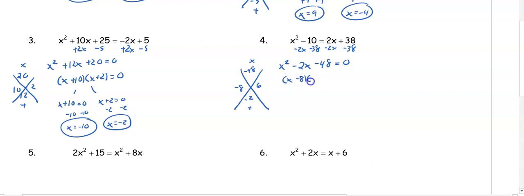So x minus 8 times x plus 6 equals 0. Each part gets set equal to 0, so x minus 8 equals 0. x plus 6 equals 0. We can add 8 on both sides, so x equals 8. And we can subtract 6 on both sides, so x equals negative 6.